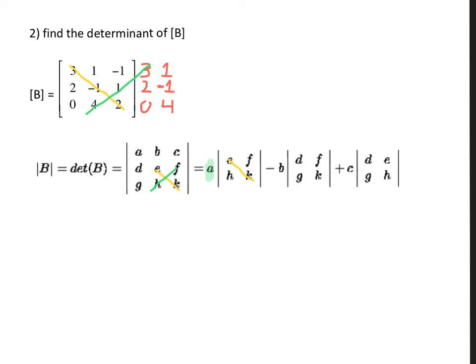So we did 3 times -1 times 2. And then I'm just going to do like we did with the cross product, where I keep going with my top left to bottom right diagonals. So then I add to that plus 1 times 1 times 0. Plus my next top left to bottom right diagonal is -1 times 2 times 4.